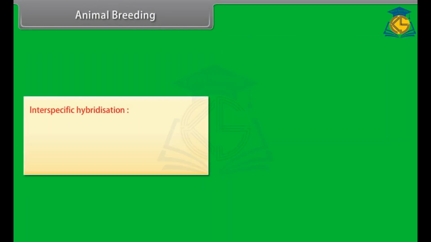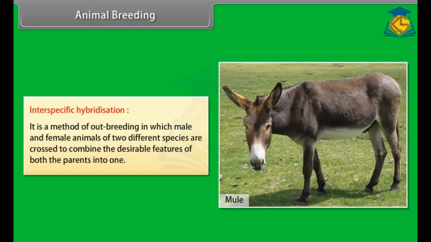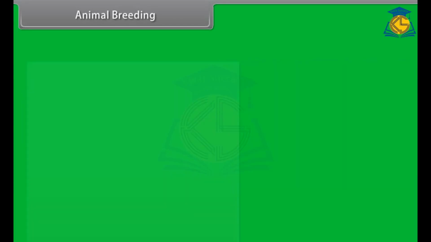Interspecific hybridization. It is a method of outbreeding in which male and female animals of two different species are crossed to combine the desirable features of both the parents into one. For example, mule is produced by a cross between a male donkey and female horse.